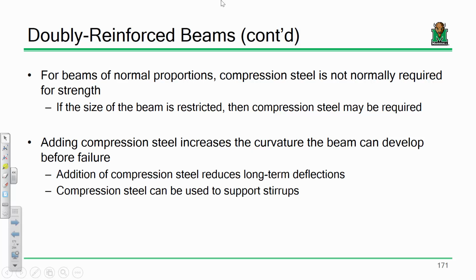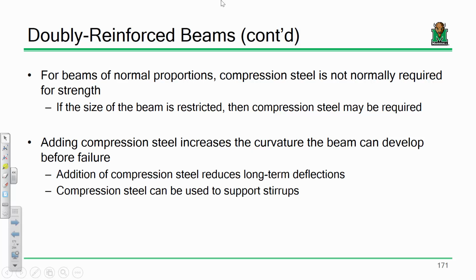First off, adding compression steel reduces the long-term deflections on the beam. Now, I'm going to be honest, that doesn't really make a lot of sense right now, but it will later. But suffice it to say that when we look at deflections later, just to introduce the topic, there is a difference between the deflections that you get in a beam on day 1 and deflections that you get in a beam 5, 10, 15 years after it's been in service.